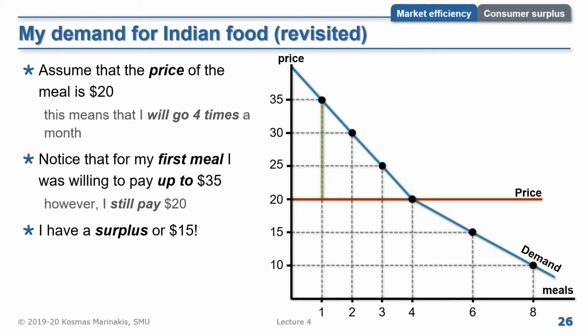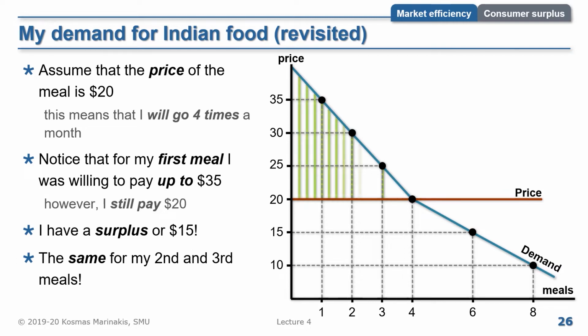And if you notice in this graph, exactly the same happens for my second meal. I'm willing to pay 30, however, I'm paying less than 30, I'm paying 20. And for my third meal, I'm willing to pay 25, but I still pay 20. So I also have these surpluses there, one surplus for the 2 units and then a smaller surplus for the 3 units. And actually, I do have a surplus even for the units in between. We can get surpluses almost everywhere in this gap between the demand and the price.